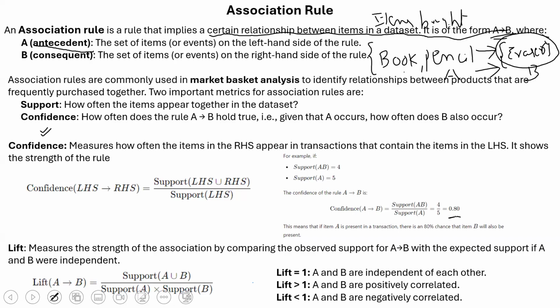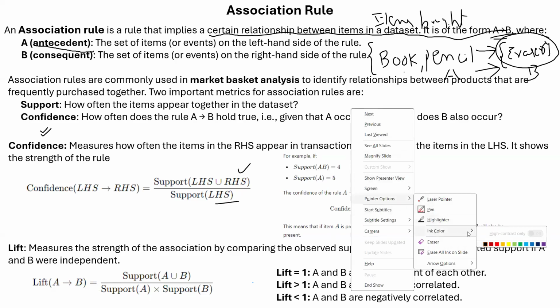What does confidence specify? It specifies how often B also occurs if A occurred, right? If book and pencil occurred, how often eraser will also occur is what confidence will calculate. What is the formula for that? The formula is nothing but support of LHS union RHS divided by support of LHS. Let's suppose you're calculating the confidence for the association rule A to B.